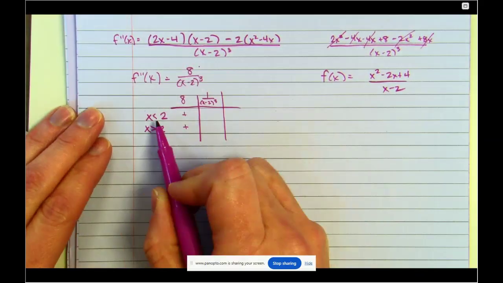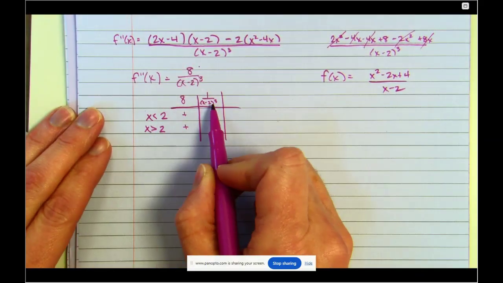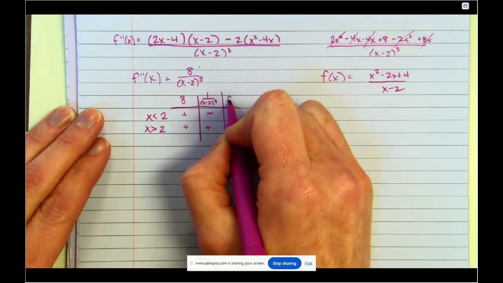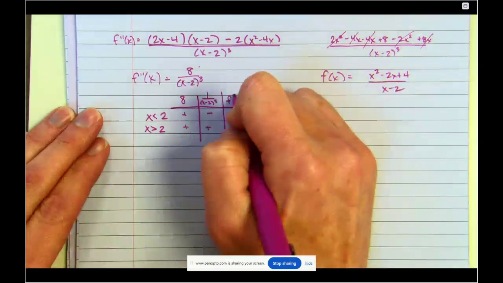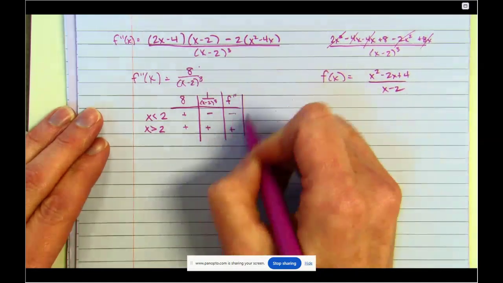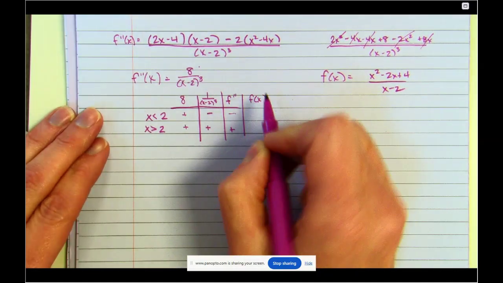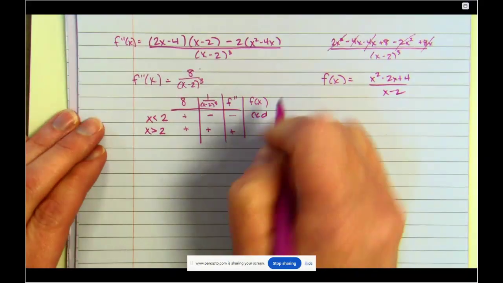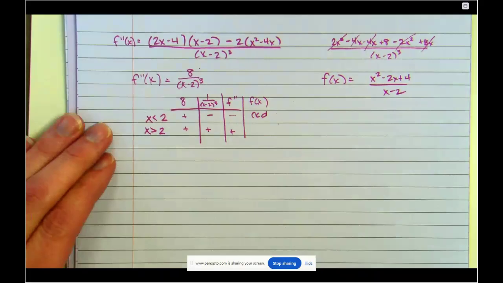So less than 2 would be like 0. That's going to be negative. This is going to be positive. F double prime is going to be negative, then positive. So for f of x, if this is negative, what do we know? It's concave down. If this is positive, what do we know? Concave up.